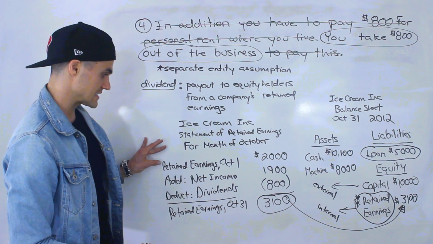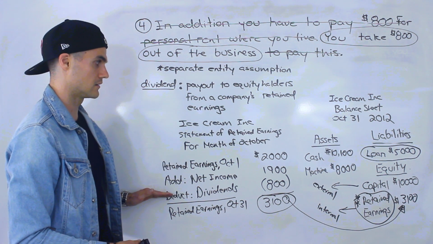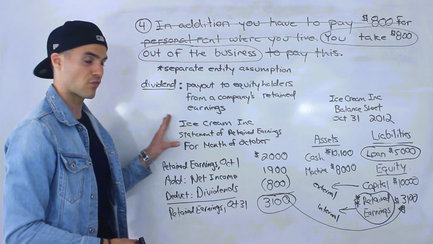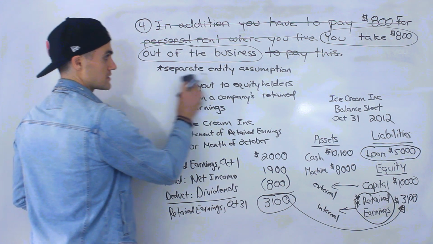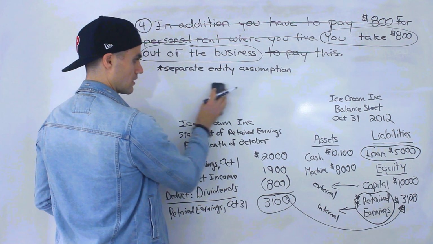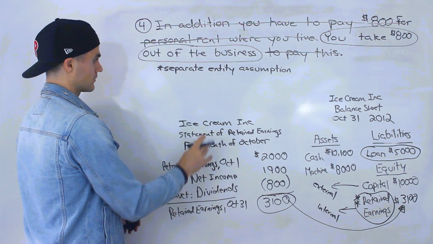And now notice we could see how retained earnings changed. We added net income, we subtracted dividends. Okay, so that's that third financial statement. So what happens, I'm going to erase all this here. You know what? I'll try to keep this up. Yeah, I'll keep this here.